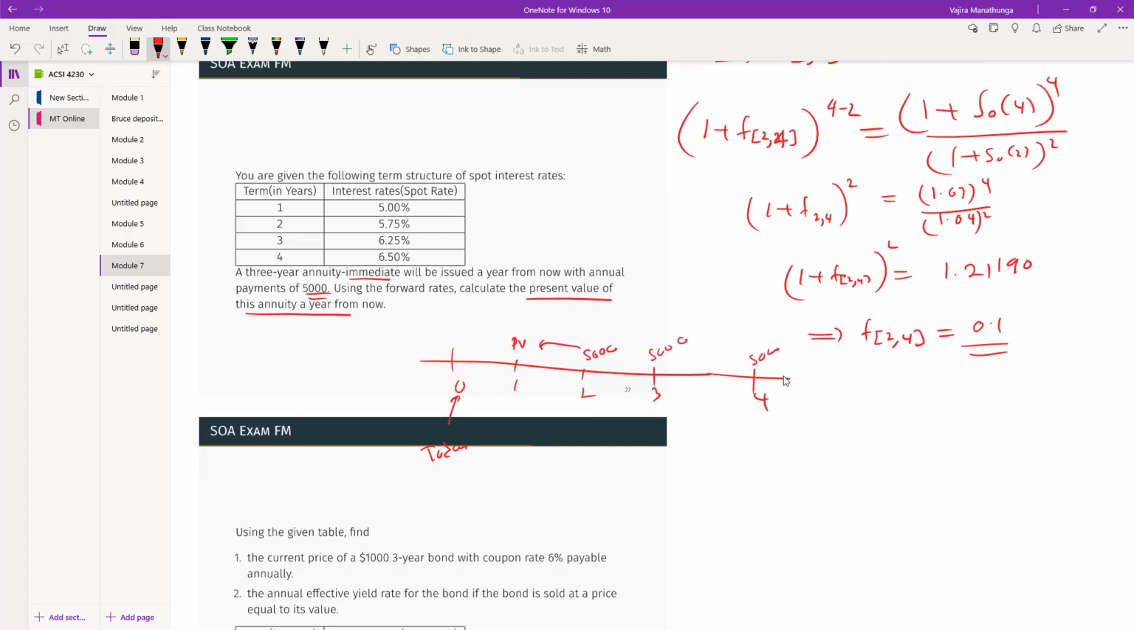So we want to actually discount not to time 0, but to time 1. So the question is, what rate will be available at that time from 1 to 2? So the present value, the price, would be what? 5,000 times 1 plus the forward rate between 1 and 2.